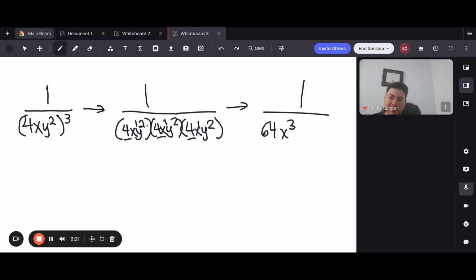And then similarly, we have y squared, y squared, y squared. 2 plus 2 plus 2 is 6. This is going to be y to the sixth. So this is one way to do it. There's actually another faster way also.